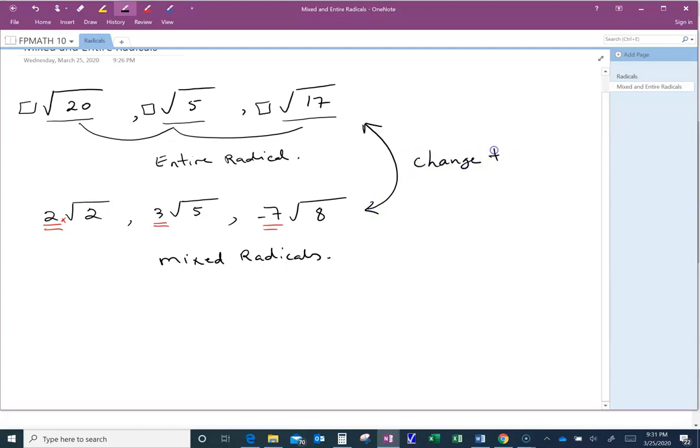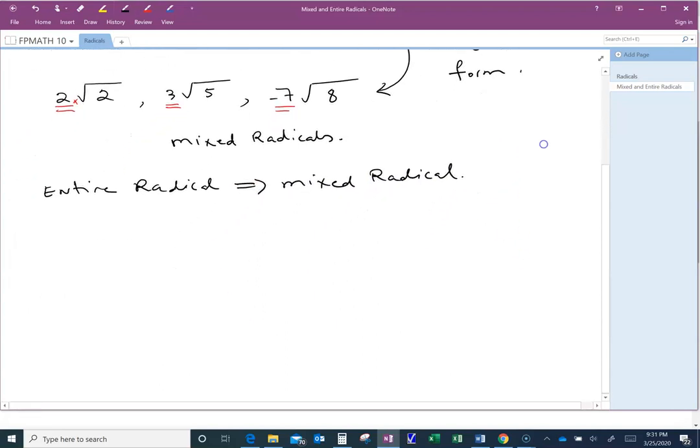All right, the idea is to be able to go from one form to another form, change the form when it's necessary. So how do we change from an entire radical to a mixed radical? Here is the process. Let's start with the example. Square root of 20 is an entire radical. We want to change it to a mixed radical.